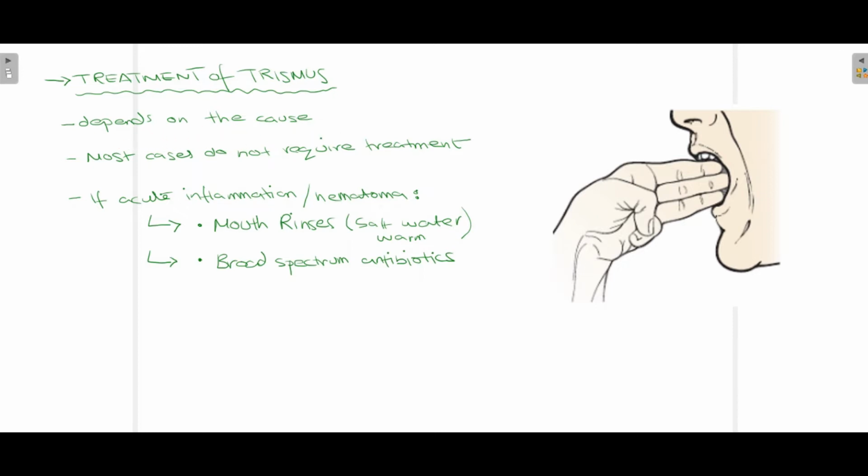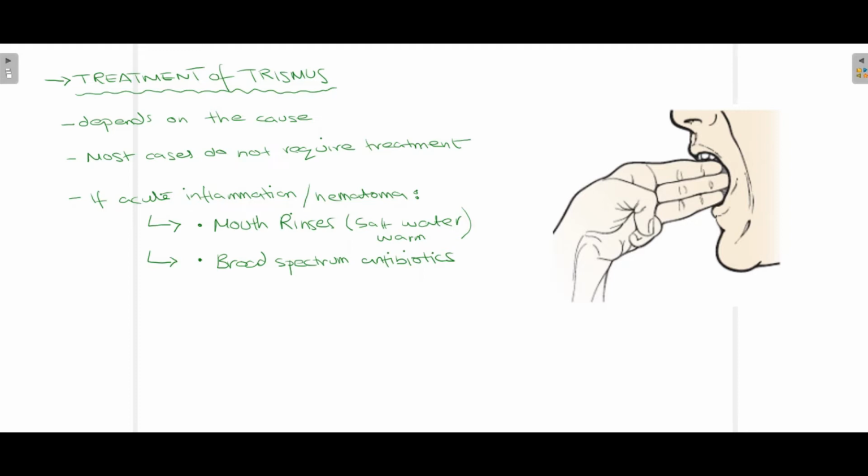As for example, the cause is due to the medial pterygoid muscle being injured by inferior alveolar block anesthesia, or duration of surgery, traumatic surgery, whatever the cause is. We have to identify the cause first. And in most of the cases, there is no such treatment required. It resolves on its own.